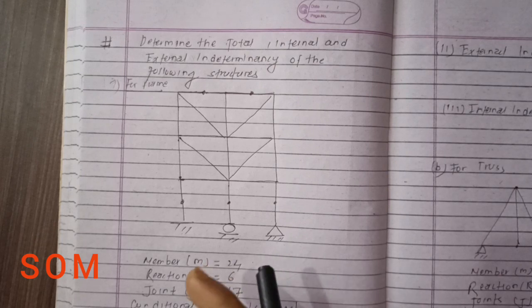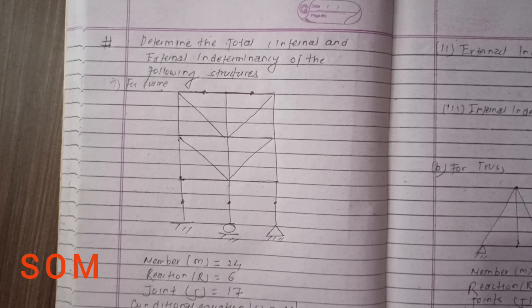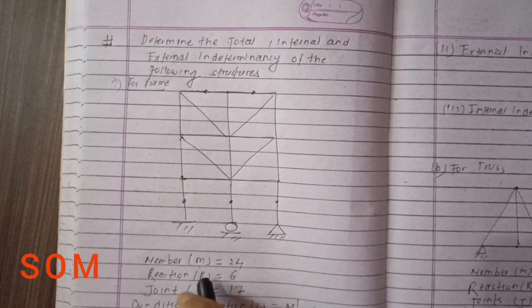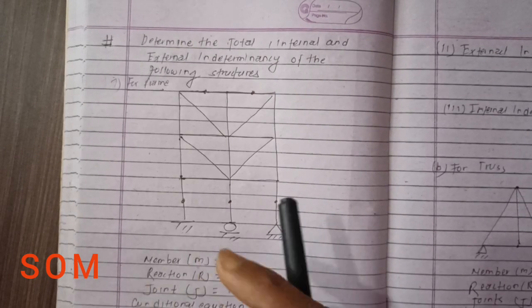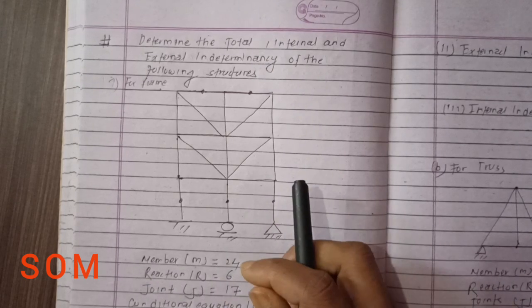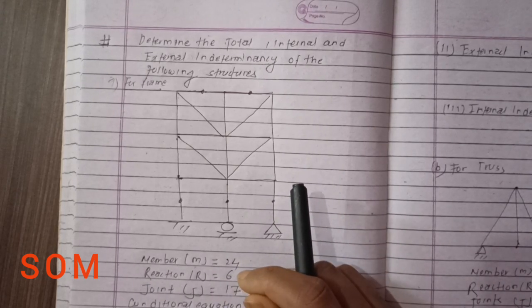Determinacy means we can calculate the reactions and all the internal stresses developed in the structure by using the three static equilibrium equations, that is, moment is equal to 0 at a particular point, summation of force in y direction is 0, and summation of force in x direction is 0. But in the case of indeterminacy, you cannot find the reactions and internal stresses.